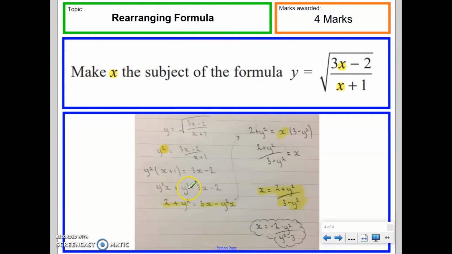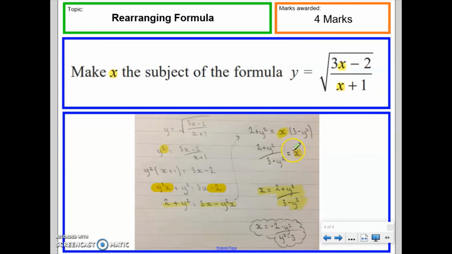So now from here, I want to get all the x's on the same side. So I'm going to take that and put it on this side. So that's the same as subtracting this from both sides. And I'm also going to add 2 to both sides, which ensures that this minus 2 ends up over here as a positive. Now that I have all the x's on the same side, now I can factorize. So I can remove x as a factor, and that will leave me with 3 minus y squared inside my bracket. Then I can take my bracket and move it to the other side because I've divided both sides by 3 minus y squared. Now I've got the x by itself.